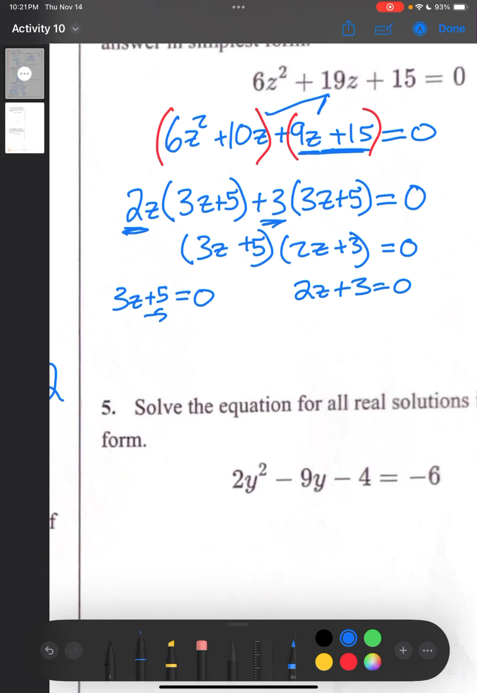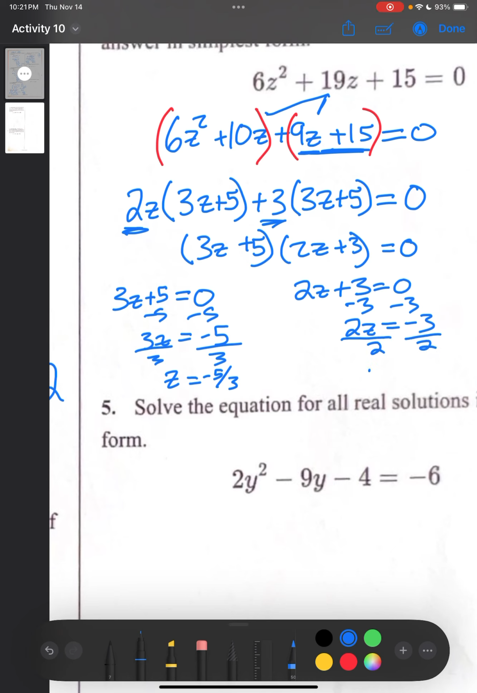And we solve: subtract 5, we have a negative 5 equals 3z. We divide by 3, and z equals negative 5 over 3. And similarly over there, we subtract 3. Then we have 2z equals negative 3. Divide by 2, then we are left with z equaling negative 3 over 2. So this is where z can be equal to either of these two.